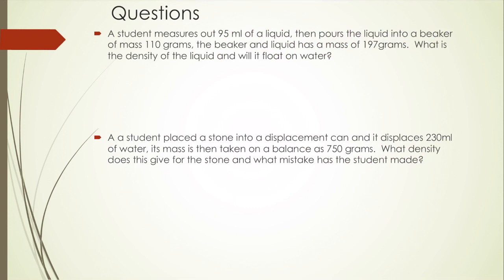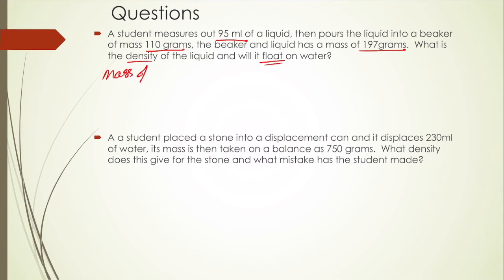Okay, a student measures out 95 millilitres of a liquid, then pours the liquid into a beaker of mass 110 grams. The beaker and liquid have a mass of 197 grams. What's the density of the liquid, and will it float on water? So this is assuming that we know the density of water, and if you need to look it up, I'll give you a bit of time to look it up now. We don't need to change these units very much, but we do need to work out the mass of the liquid. So that's the first thing we need to do.